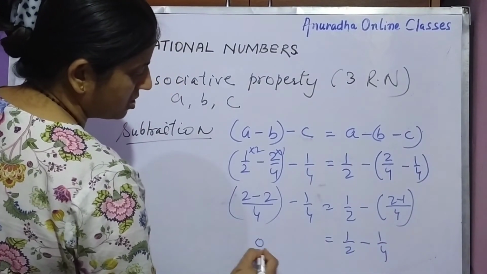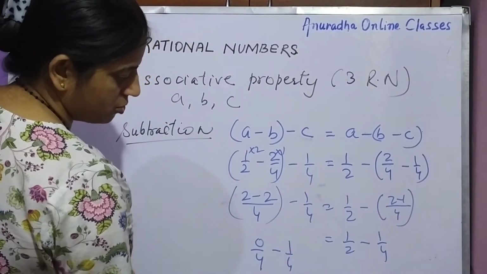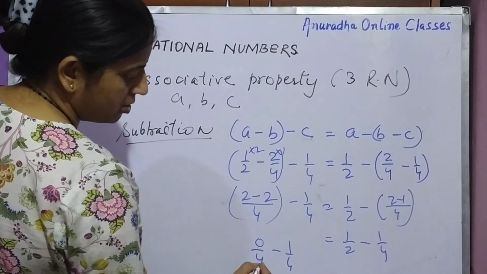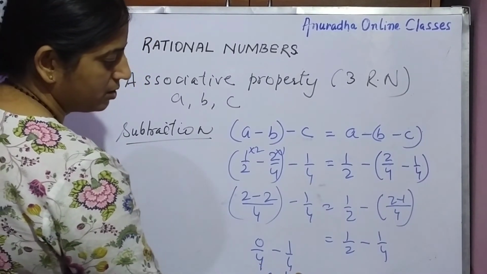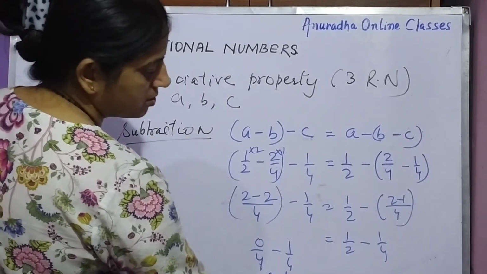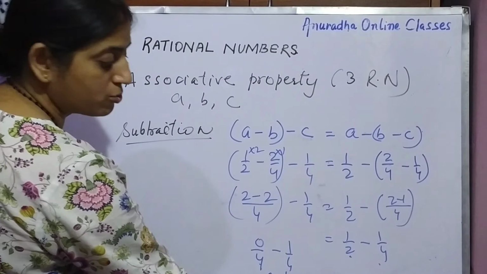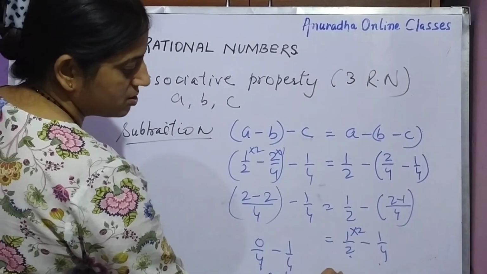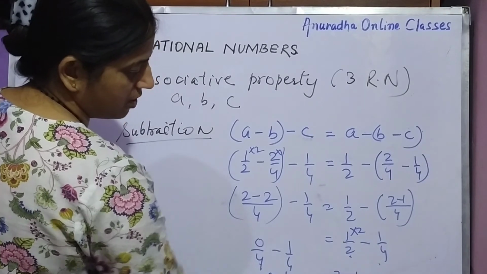Here you will get 0 upon 4 minus 1 upon 4. So this is 4. 4 कितने से? 4 1s are 4. This is 0 only. Minus 1. That is equal to what? Here is 4. 2 कितने से? 4. 2 2s are 4. That means this is 2 minus 4 कितने से? 4 1s are 4. This is 1 only.